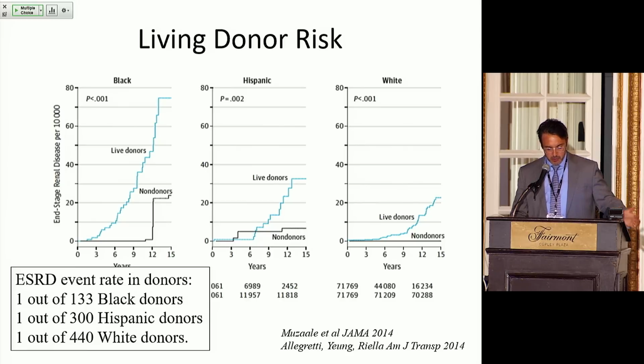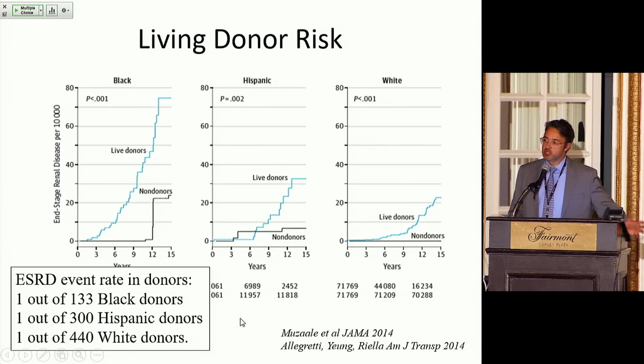So this is probably one of the best studies. It's a JAMA paper that compared the living donor risk of end-stage renal disease in different races. And as you can see, over time, the risk of end-stage renal disease increases. It's highest among black donors and lowest among the white donors. But it's about 1 in 133 black donors and about 1 in 440 white donors who may develop end-stage renal disease.